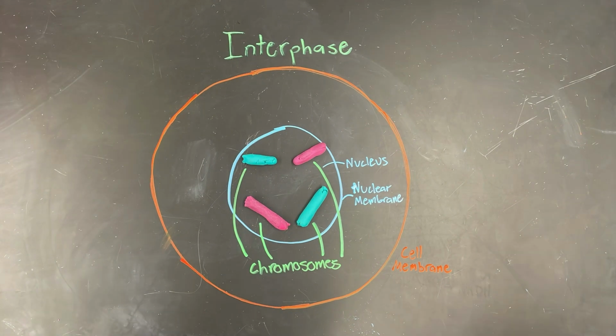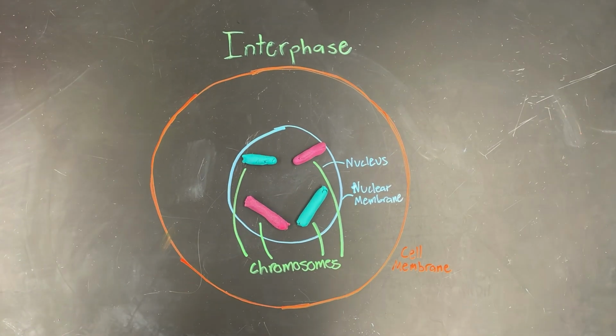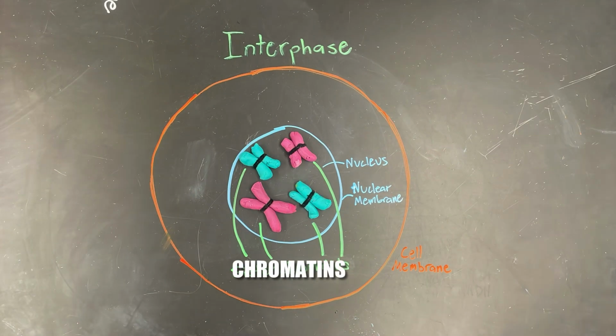In synthesis, the cell replicates its DNA so each chromosome has two chromatins. Finally, in G2, the cell grows and builds proteins in preparation for mitosis and cytokinesis. Centrioles are duplicated in G2.